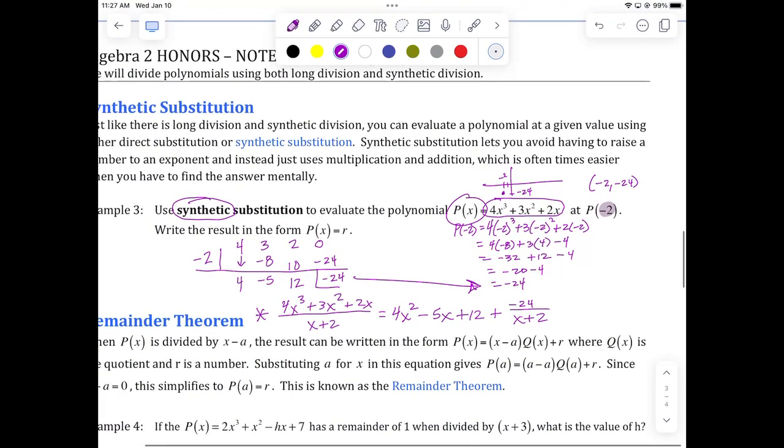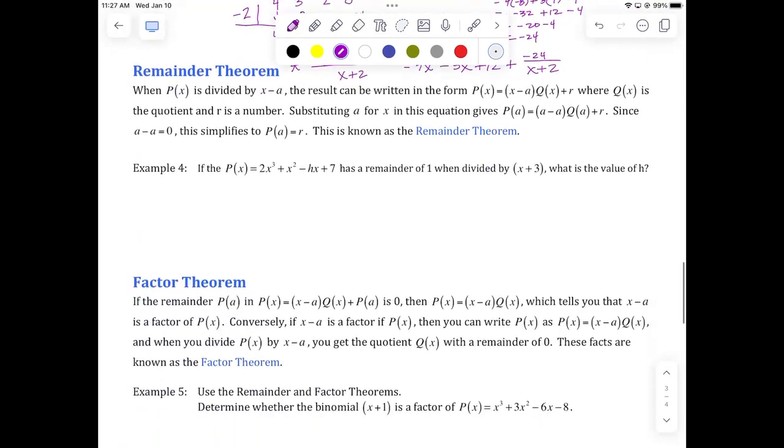Okay? So synthetic division is incredibly useful. I can use it for two different things. I can use it for synthetic division by a linear factor, and I can also use it to evaluate a function at a particular value of x.